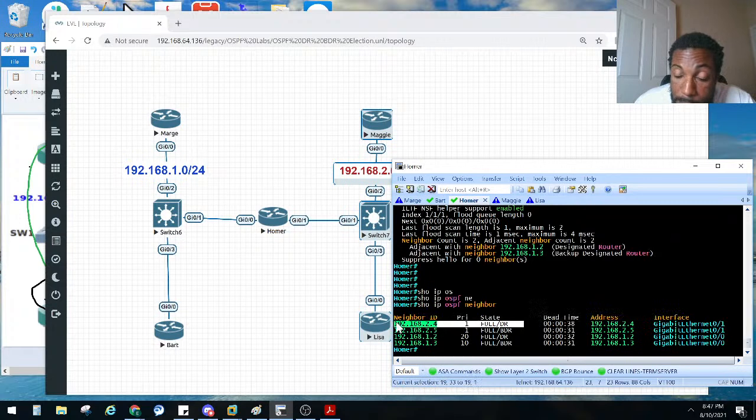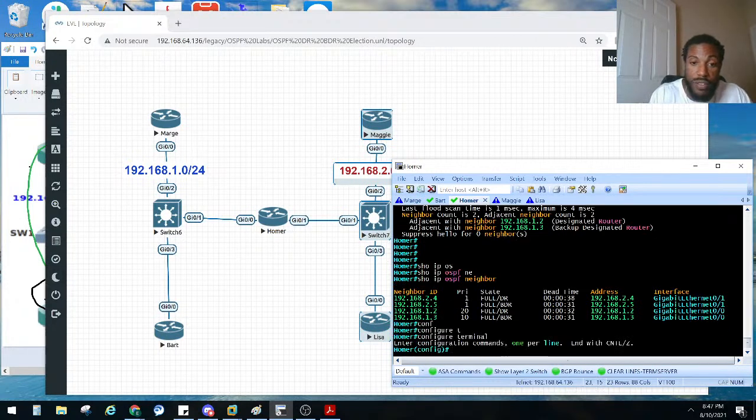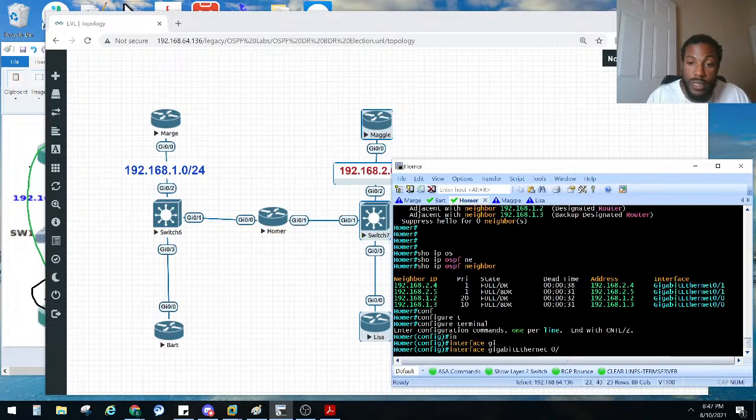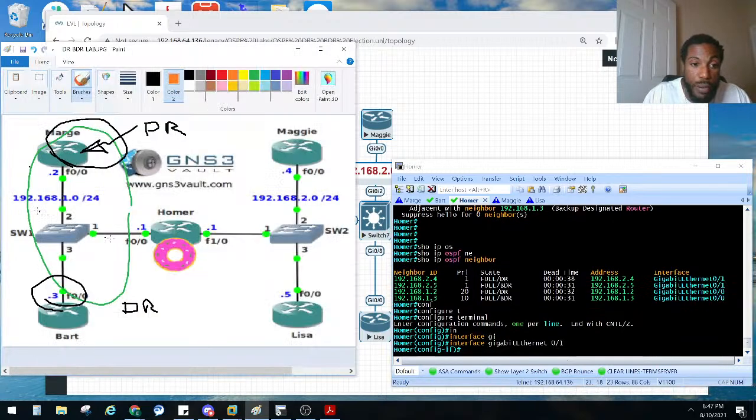Maggie did, right? So we need to come up with a higher IP address, higher than 2.4. So let's go with, I don't know, 100.100 or something like that, right? So let's go to Homer. We go to that interface right there, right? This is an interface level command, though. So let's go to interface GI01, right? So we have to change the priority on this side of the network, that interface right there.